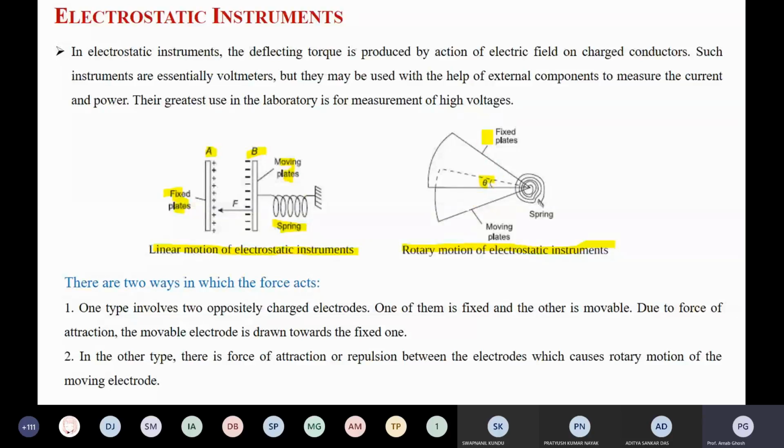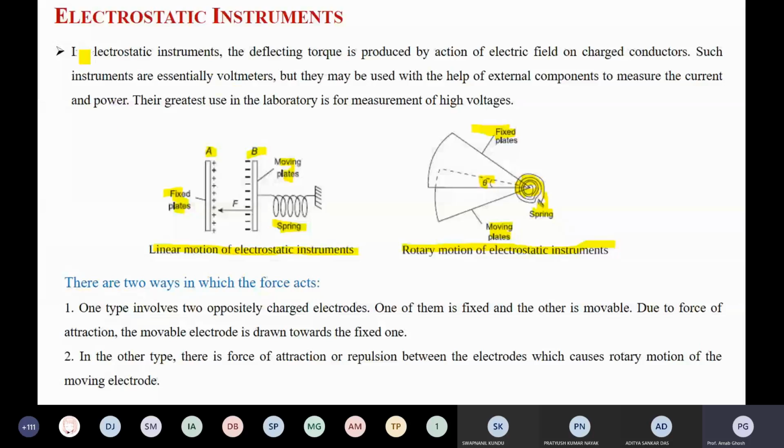So what are the most important features of the electrostatic instrument? The deflecting torque is produced by the action of the electric field on charged conductors. Such instruments are essentially voltmeters, but they may be used with the help of external components to measure current. Inherently it is not possible to measure current, but with the help of some external methods we can use them for current and power measurement. The greatest use in the laboratory is in high voltage applications.